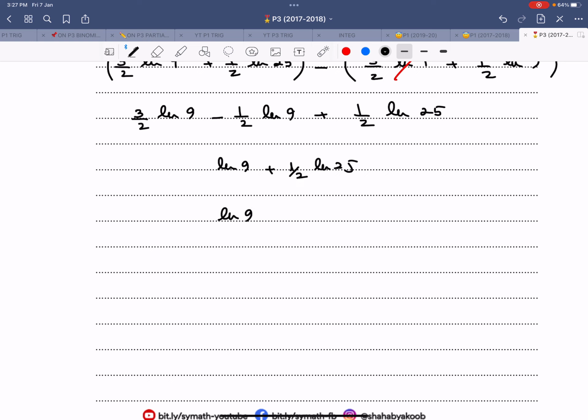This is ln 9 and this is ln 25 raised to power of half. That means the square root. This is ln 9 and this is ln of 5. And since there is a plus sign, the two numbers multiply. So therefore, the final answer is 9 into 5, which is a beautiful ln 45.